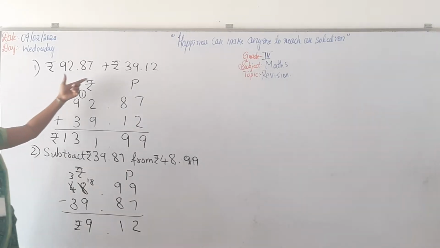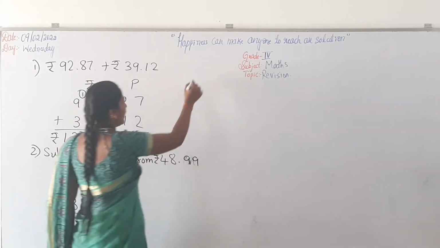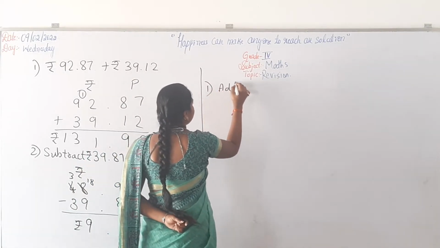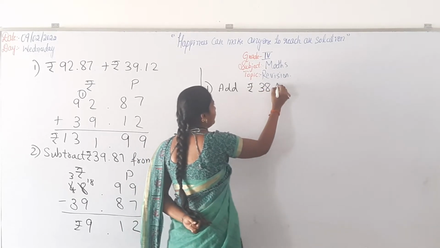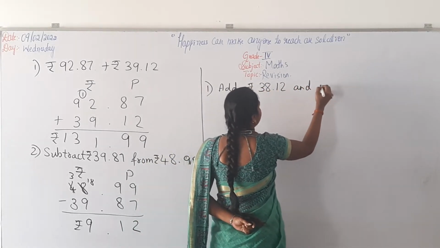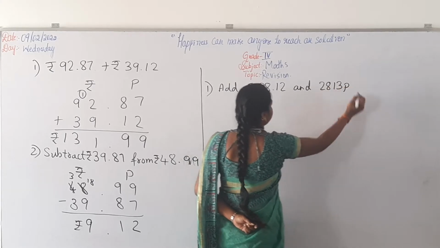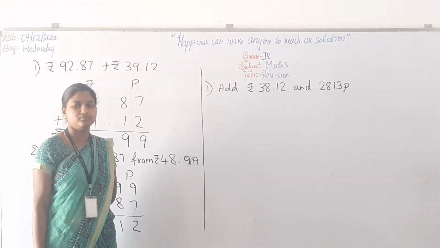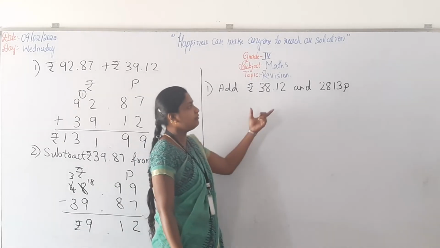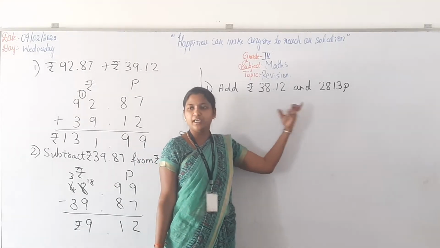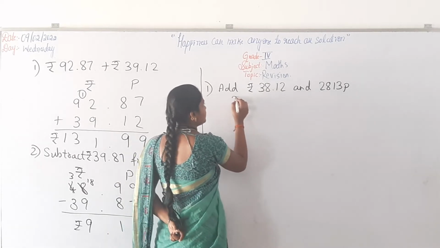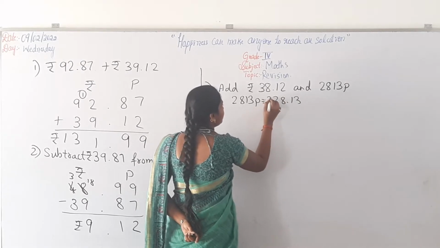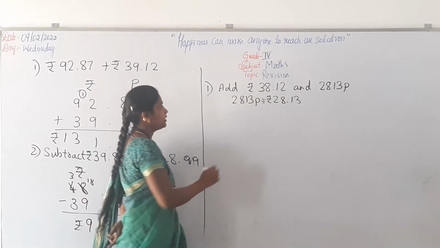Without conversion means, see, both they have given in rupees. For example, if they give one value in rupees and one value in paise, how will you do? Add rupees 38.12 and 2813 paise. What do you have to do here? We should convert the rupees into paise, or we can convert this paise into rupees. Anyone. So I will convert this paise into rupees. 2813 paise is equal to rupees 28.13. Is it correct? Yes, ma'am.